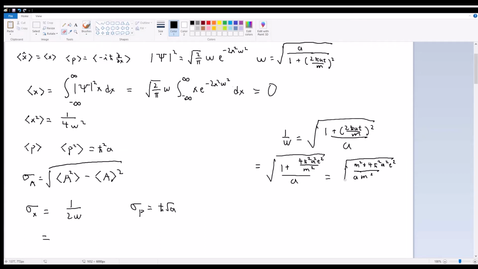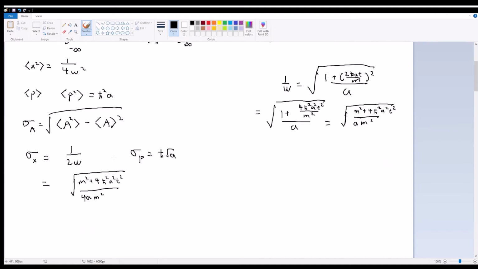This is a horribly ugly square root, so let me just correct that real quick. And then we have a 1/2 attached to the front, so the uncertainty in x is just 1/2 times the square root of m squared plus 4 h bar squared a squared t squared over a m squared. And if we want to condense this even further, we can turn the 1/2 into the square root, in which case this is going to be over 4am squared. Let me just double check that I am actually correct and not going insane after everything that I just had to solve. Okay, that is correct. And then the uncertainty in p is as is.